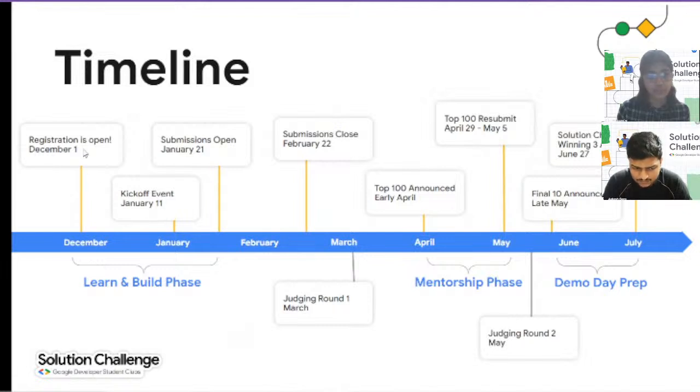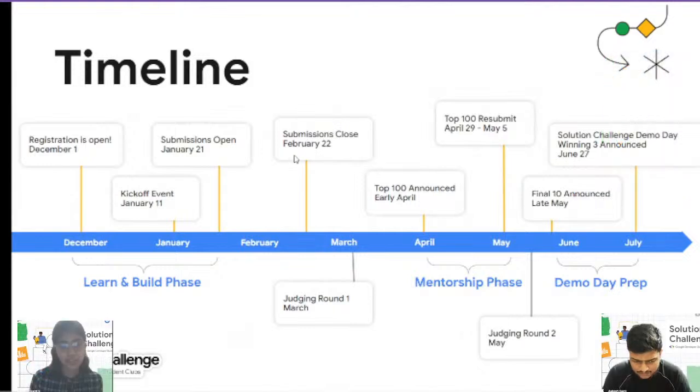Once you start your registration on December 1st, you can submit your solutions till January 21st. Then the submissions will be closed on January 22nd. From the 21st of January to February 22nd, you can submit your solution.